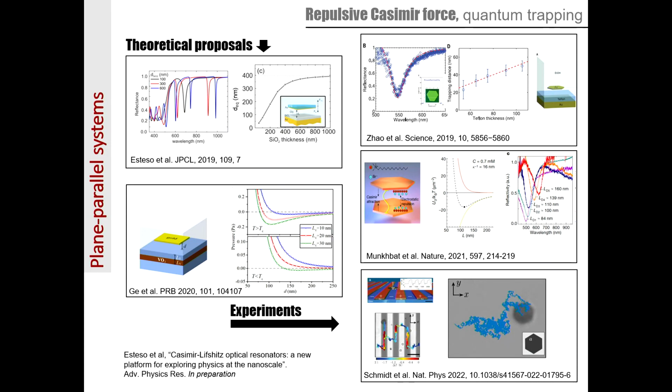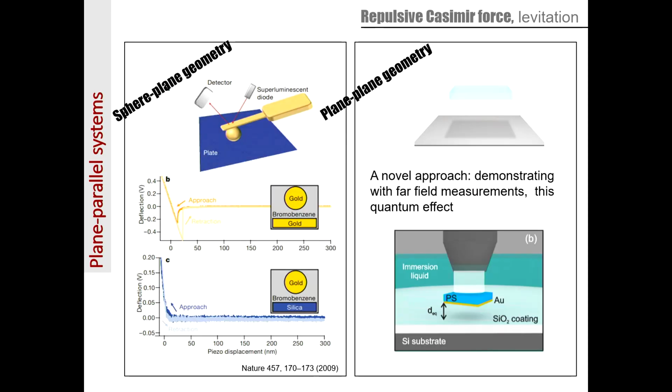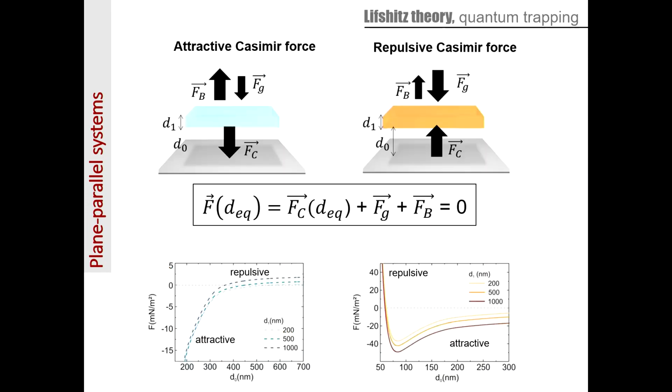And this is a milestone in the timeline that I showed you before, because this is the first time that the repulsive Casimir force in between two plates is being measured. In contrast to previous approaches with the sphere and the plane geometry, where we have a cantilever and we can measure also this repulsive force, with this novel approach, we are going to observe this quantum effect from far field measurements. It is a very nice idea.